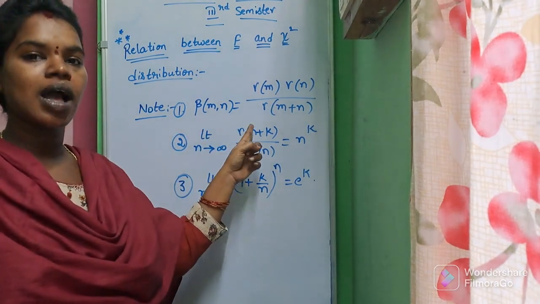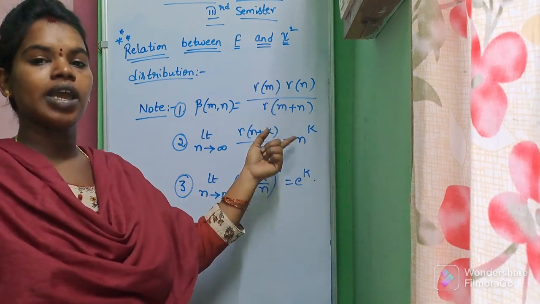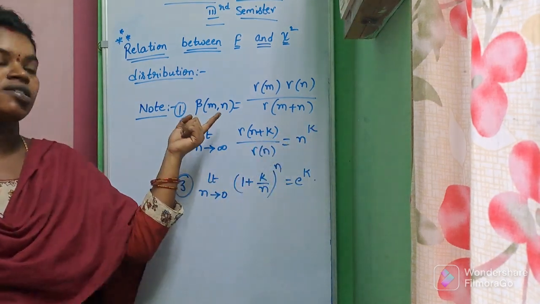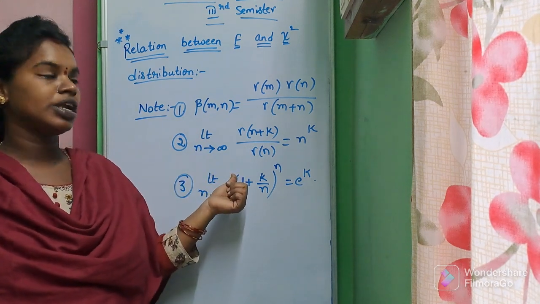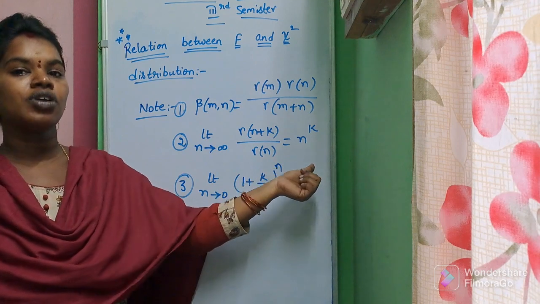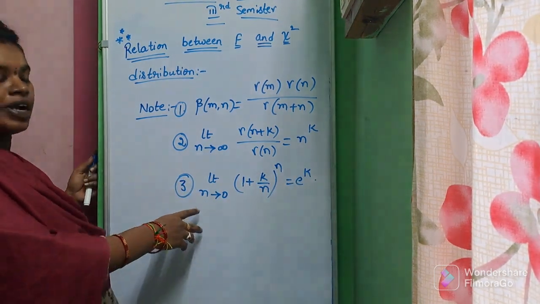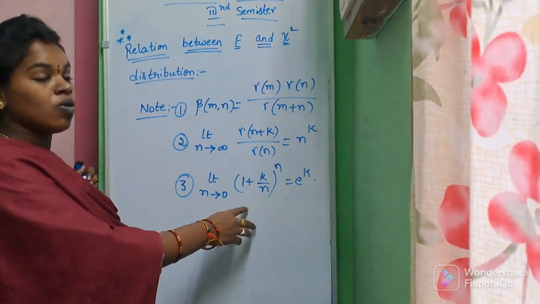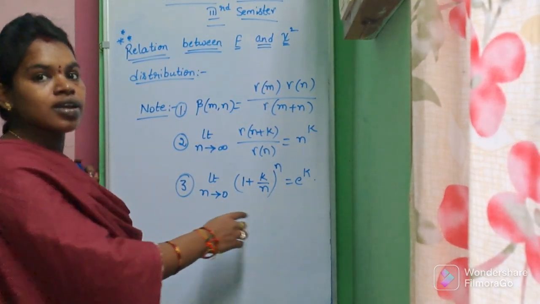Beta of m comma n equal to gamma of m into gamma of n by gamma of m plus n. This is our first formula. And the second formula is limit n tends to infinity, gamma of n plus k by gamma of n equal to n power k. Third formula, limit n tends to infinity, 1 plus k by n whole to the power n equal to e power k.